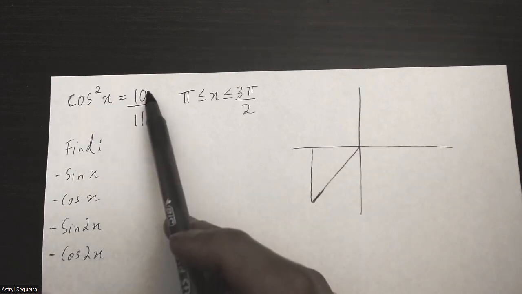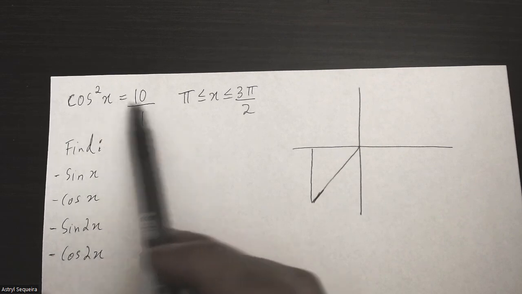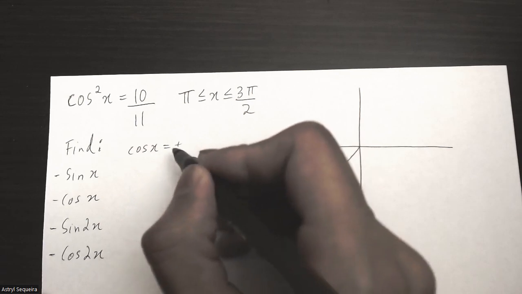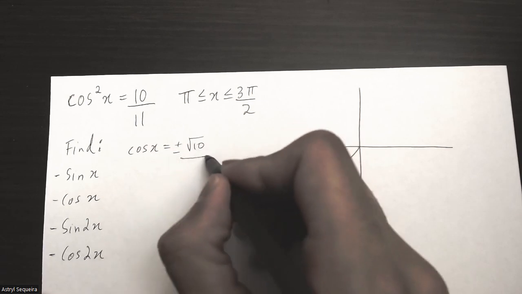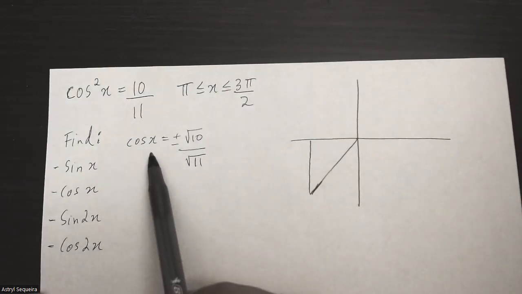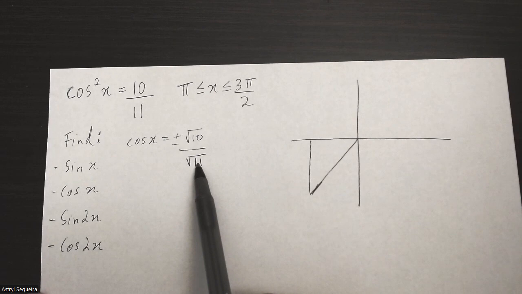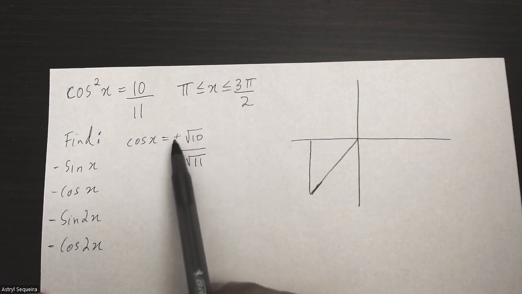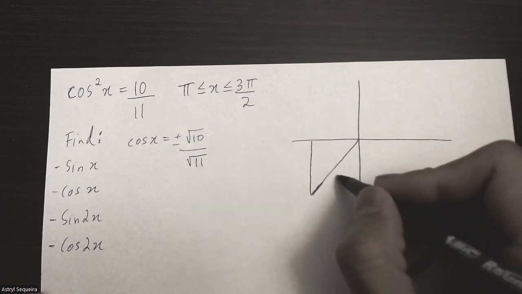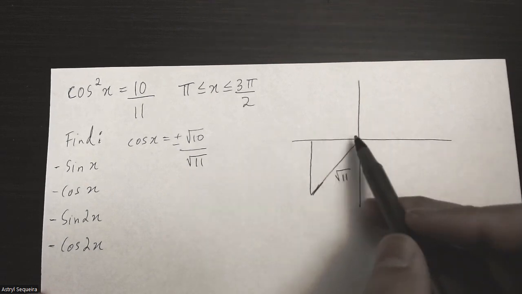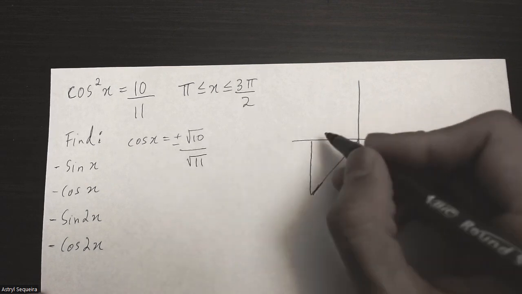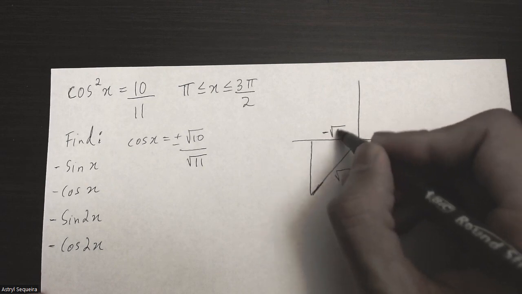I know that cos square x is 10 over 11. So if I square root both sides, I'll get cos x equals plus or minus root 10 over root 11. Now I know that cos is adjacent over hypotenuse. So my adjacent is either plus or minus root 10, and hypotenuse is always positive. So my hypotenuse is root 11. I know that this is the negative x-axis here, which means that my adjacent is negative root 10.